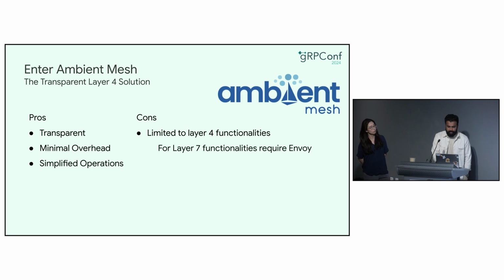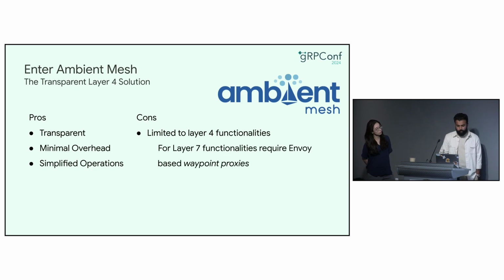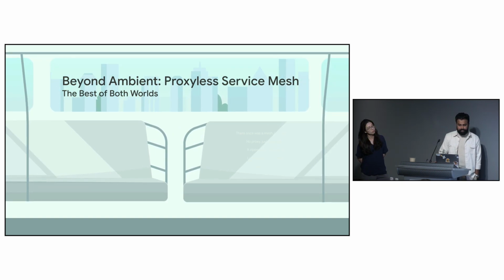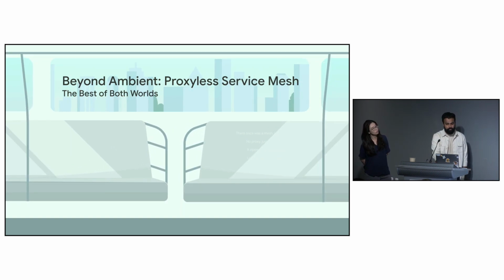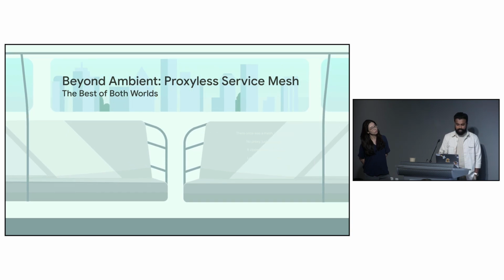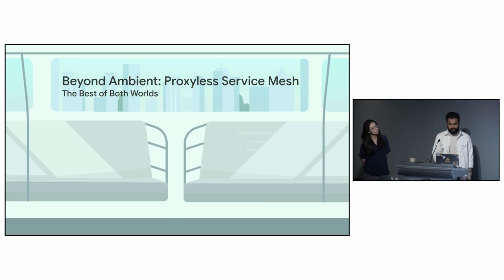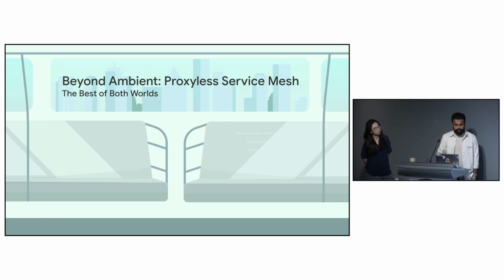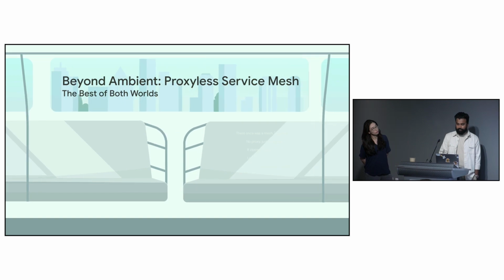The ztunnel, like I mentioned before, is required for L7 load balancing, and this becomes an additional hop. So this brings us to proxyless service mesh, which combines the transparency and low overhead of ambient mesh with the advanced layer 7 capabilities of traditional service meshes. It achieves this by leveraging language-specific libraries or frameworks to embed service mesh functionality directly into the application, eliminating the need for sidecar proxies.